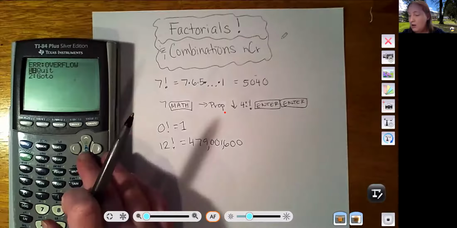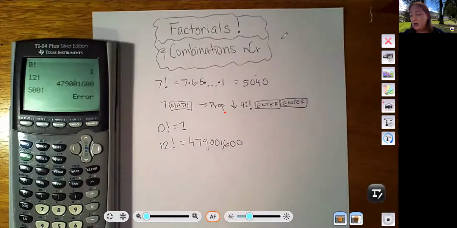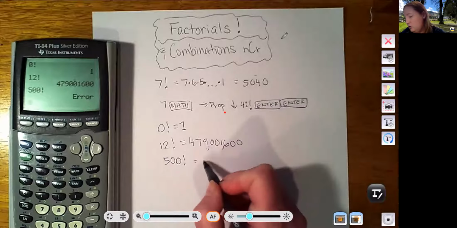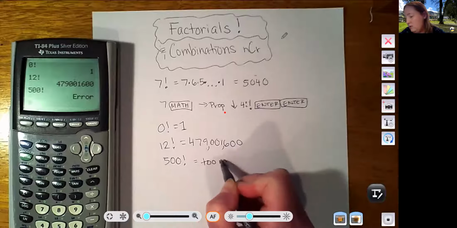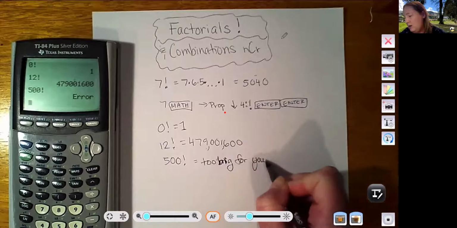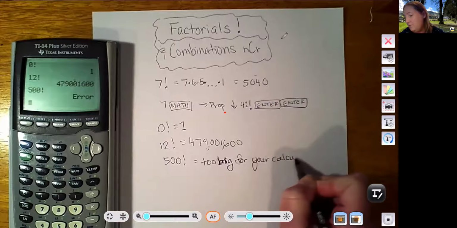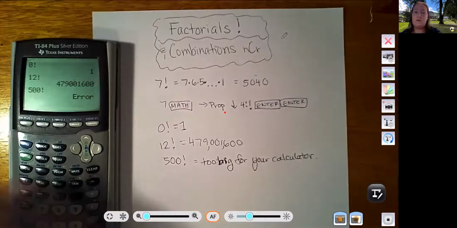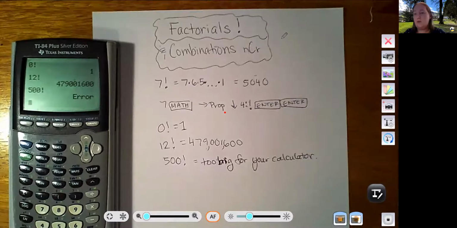So we can quit out of that. You also see that it was an error. It's too big for your calculator. The value does exist. It's just that your calculator doesn't have enough spaces to give you the value.